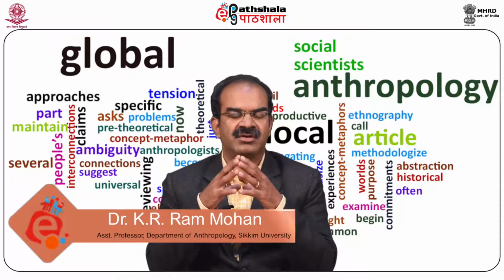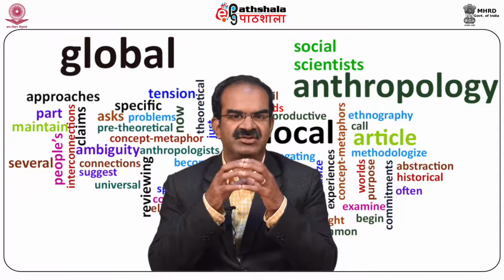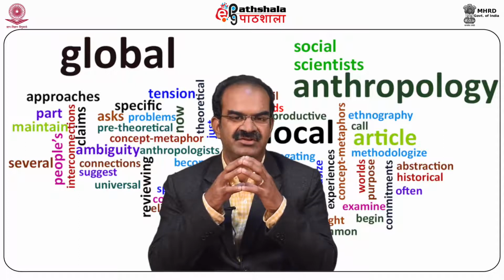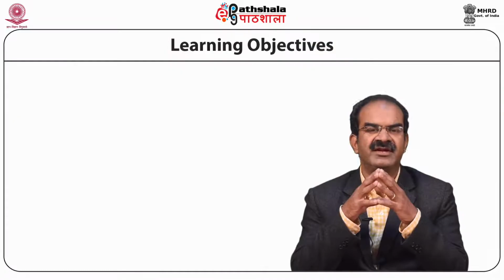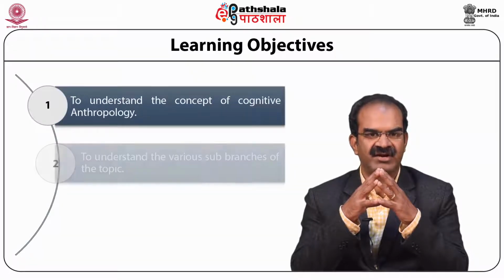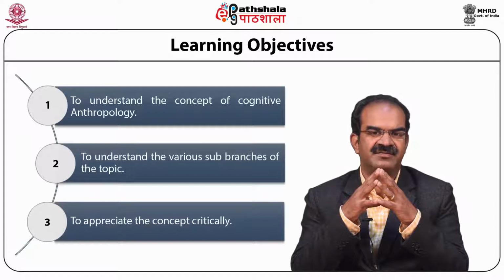Today we are going to talk about a module on aspects of cognitive anthropology, ethnoscience, etic, emic, and new ethnography. These concepts are from the paper Theories and Methods in Social Cultural Anthropology. Let us see what the learning objectives of this module are: to understand the concept of cognitive anthropology, to understand the various sub-branches of this topic, and to appreciate the concept critically.